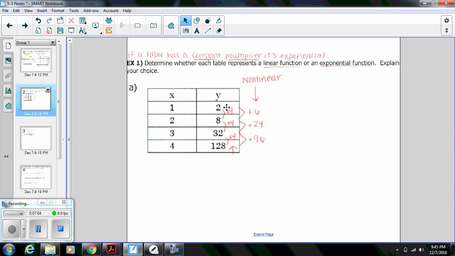We look here. 2 times 4 is 8. 8 times 4 is 32. 32 times 4 is 128. This is our constant multiplier. We have an exponential function here.